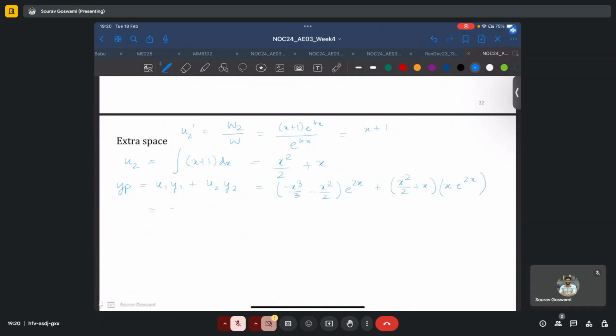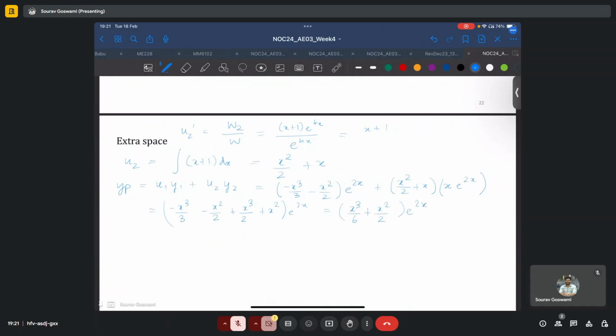And if we just were to simplify this, minus x cubed by 3, x square by 2, plus x cubed by 2, plus x square e power 2x, which becomes x cubed by 2 minus x cubed by 3 is 3x cubed by 6 minus 2x cubed, so this becomes x cubed by 6 plus x square by 2 times e power 2x.